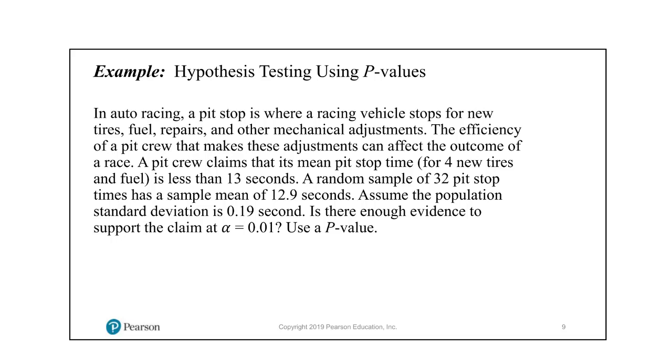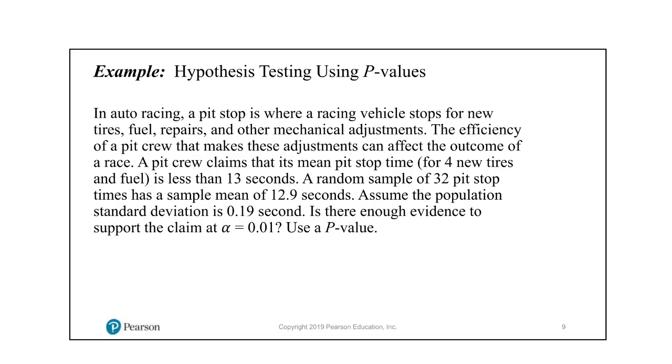Okay, a pit crew claims that the mean pit stop time is less than 13 seconds. A random sample of 32 pit stop times has a sample mean of 12.9. Assume the population standard deviation is 0.19. Is there enough evidence to support the claim at alpha equals 0.01? Use a p-value. Okay, so let's gather all the information.